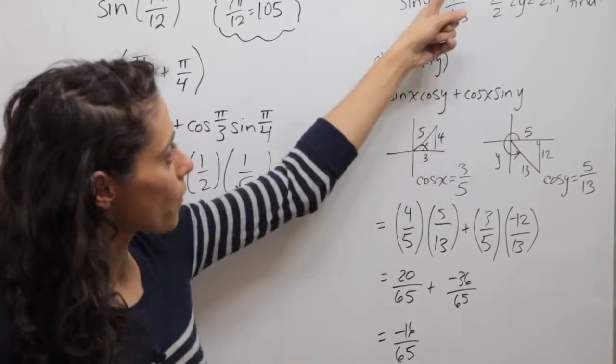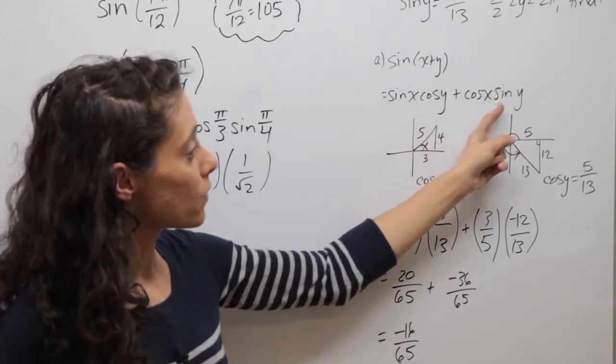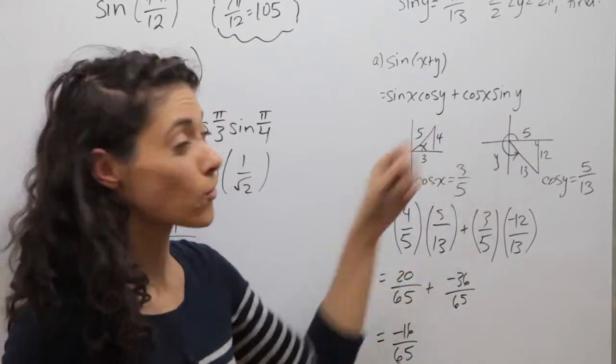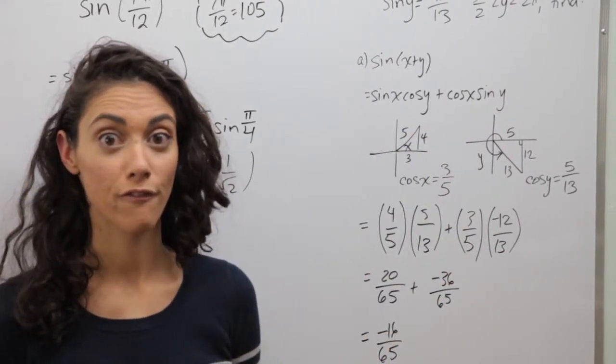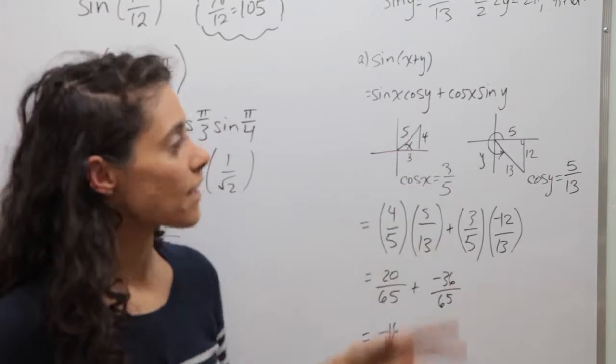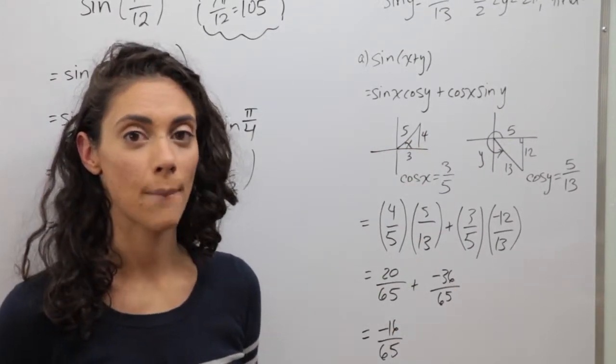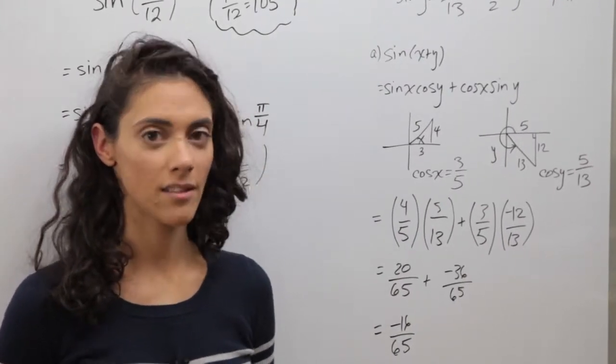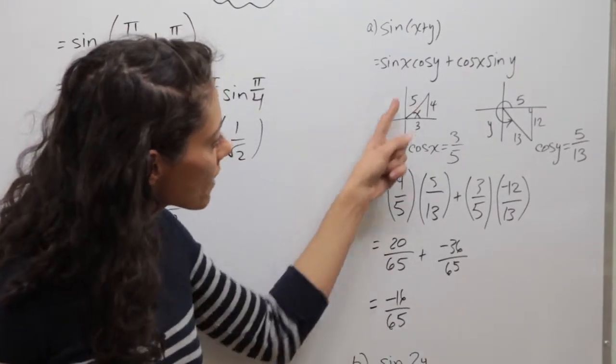I know sine of x, it's right there. I know sine of y, it's right there. What I'm missing is cosine of y and cosine of x, so I have to do a little bit of work first. Remember that the definition of sine is opposite over hypotenuse, so what I'm missing in both of these instances is the adjacent side of the triangle. So I've sketched them right here.